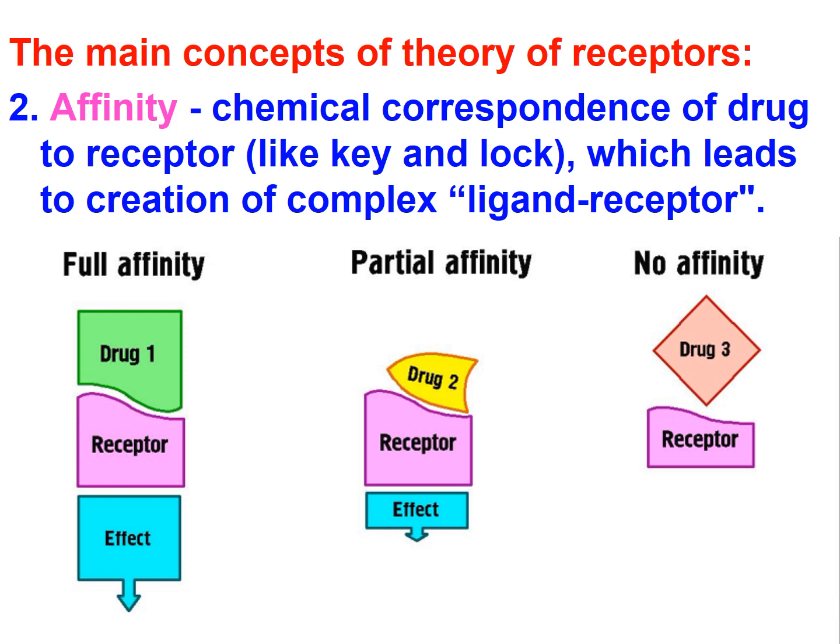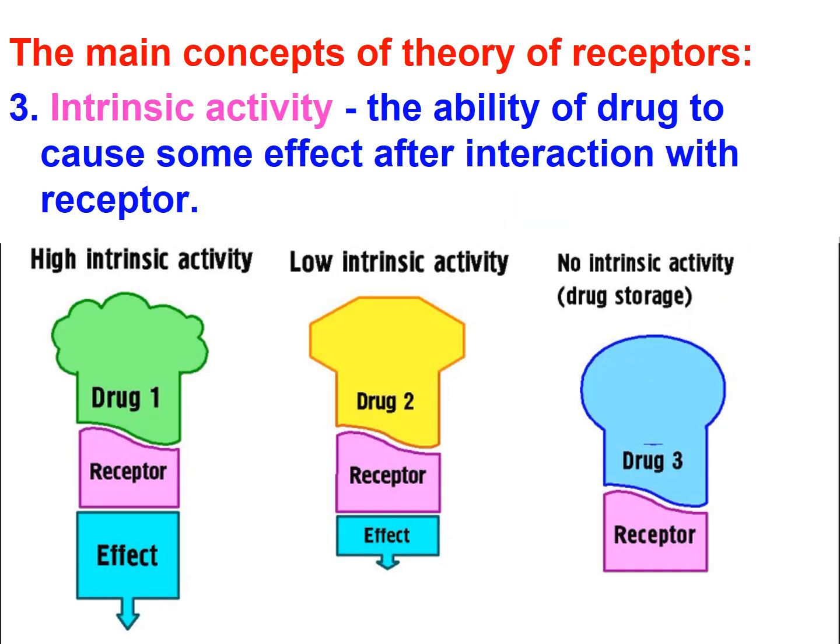Different drugs may show full affinity, in which we have complete correspondence between the drug and receptor molecules, and in this case the effect that can be produced is usually maximal. Partial affinity, in which, as you see, we have incomplete correspondence, and usually this results in a smaller effect that can be produced in such a case of interaction. And no affinity, when the drug cannot bind to the receptor, and in this case usually we have no pharmacological effect.